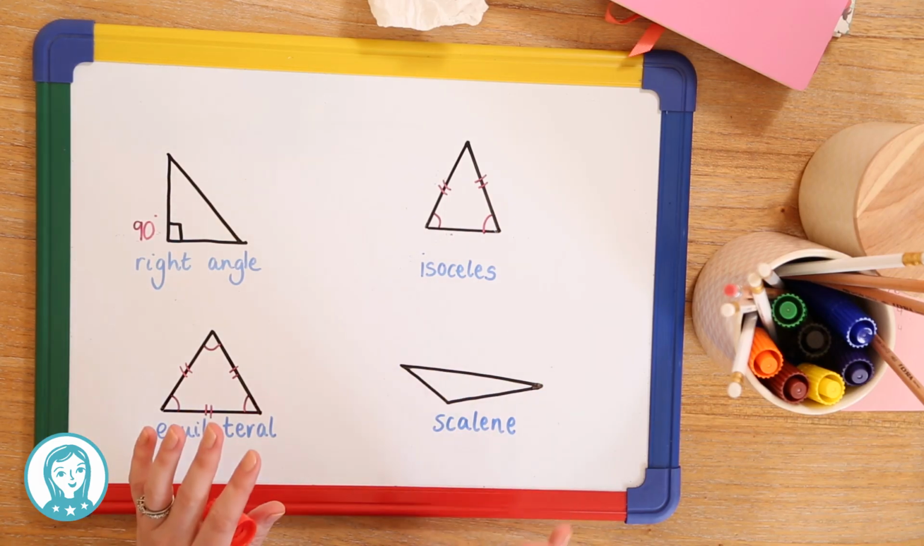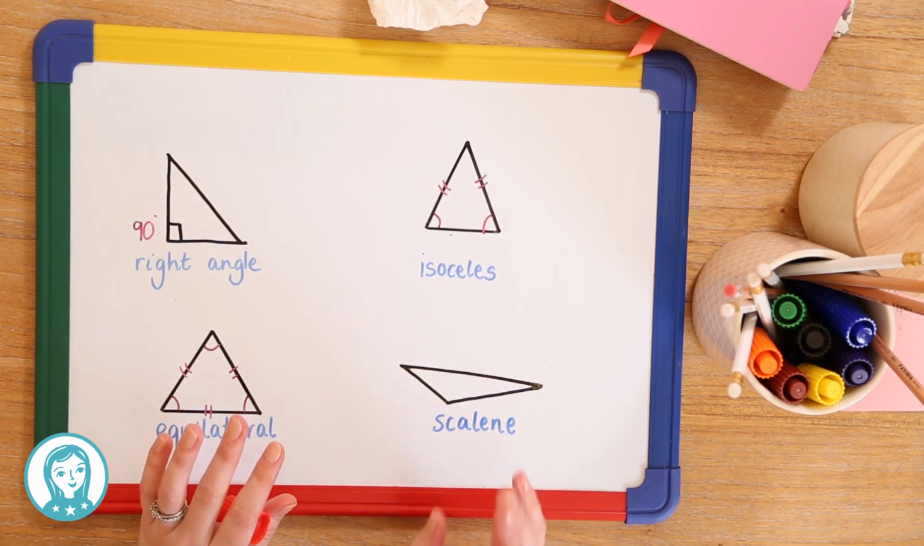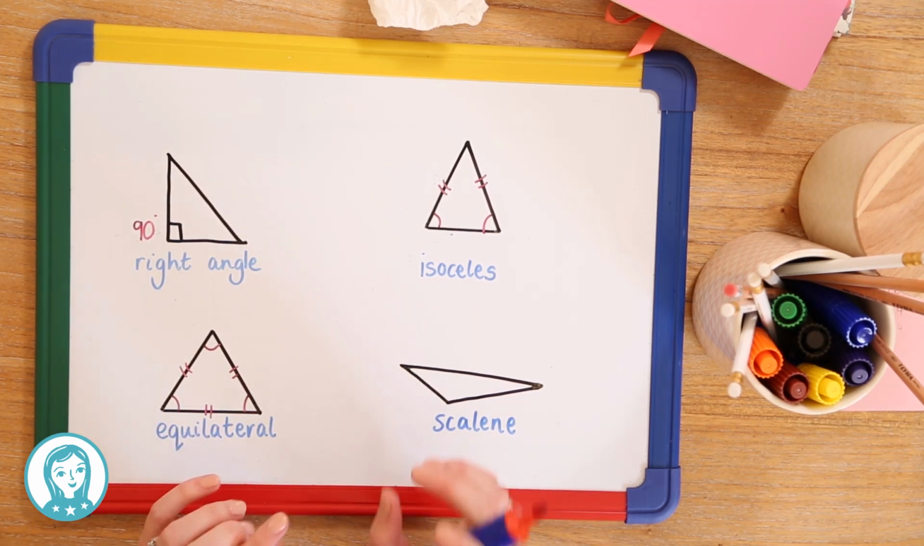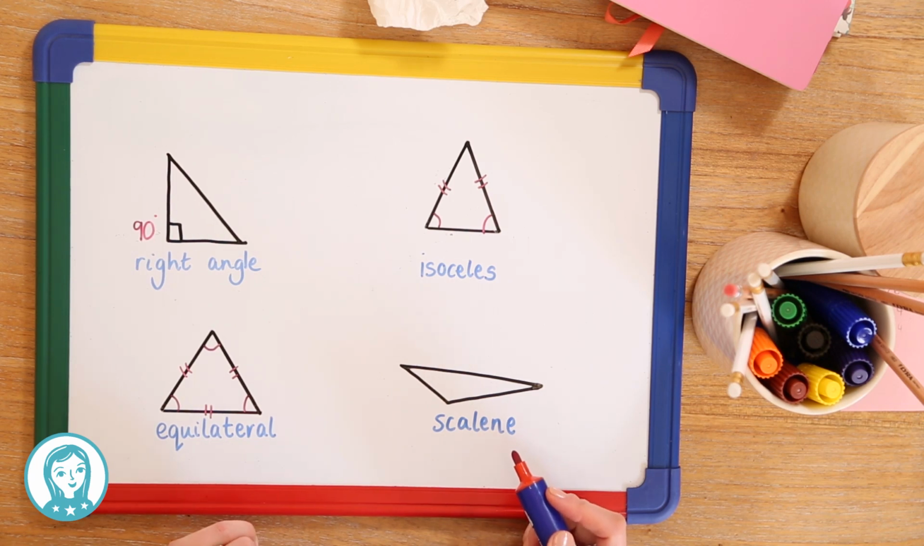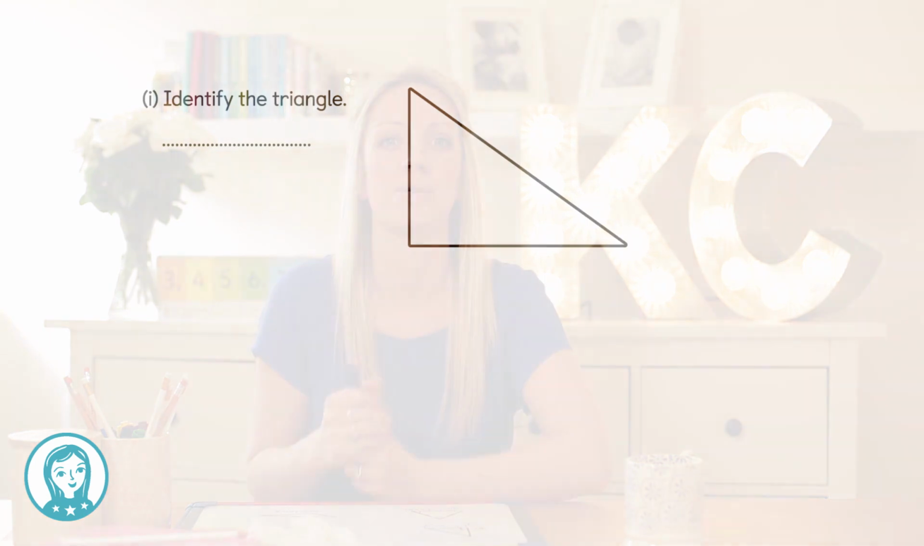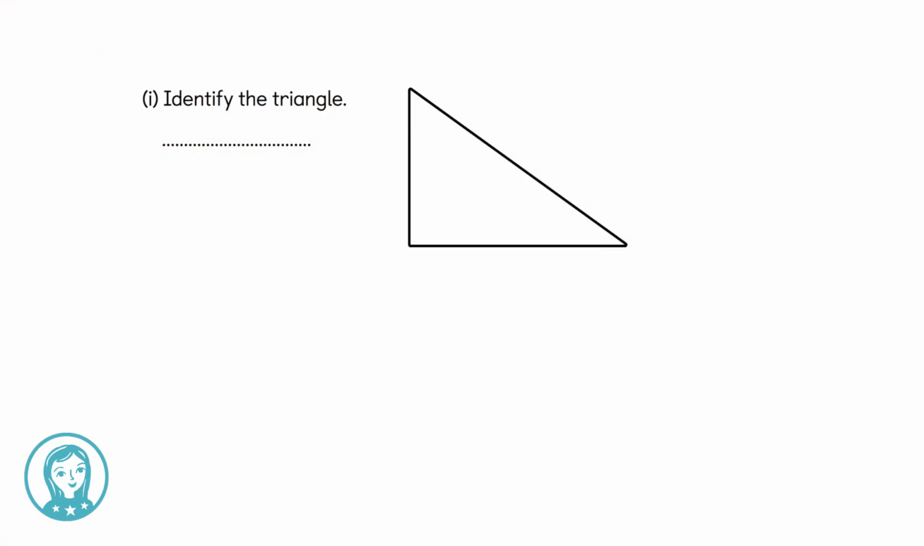And lastly, the scalene triangle has no equal sides or angles. All 3 sides of a scalene triangle are different lengths and the angles are all different too. So in an end of term test or important exam, you might be asked to identify a type of triangle, or you might be asked to draw a type of triangle.